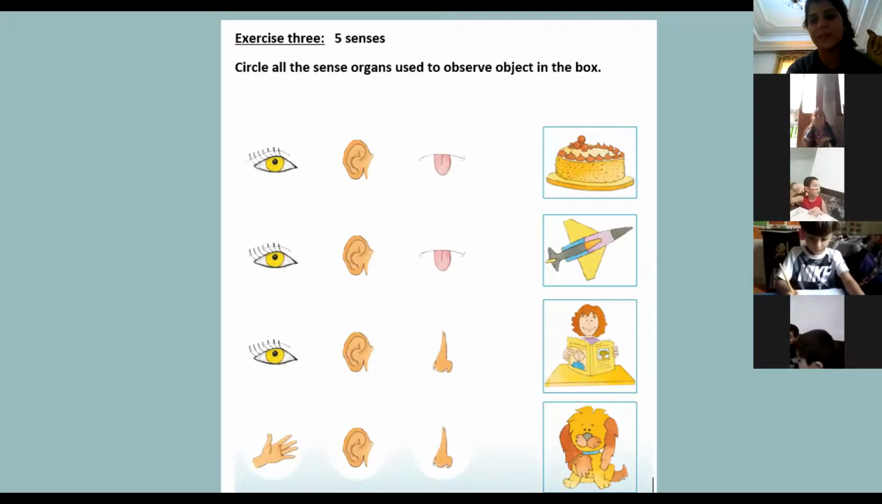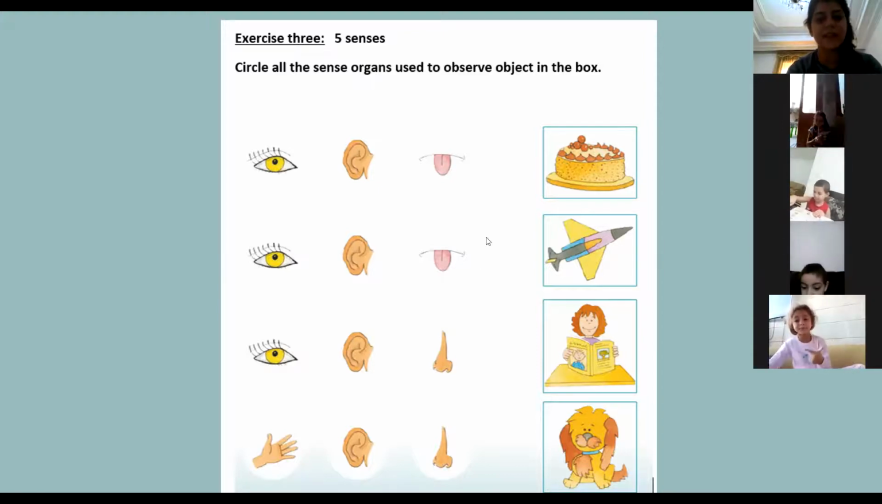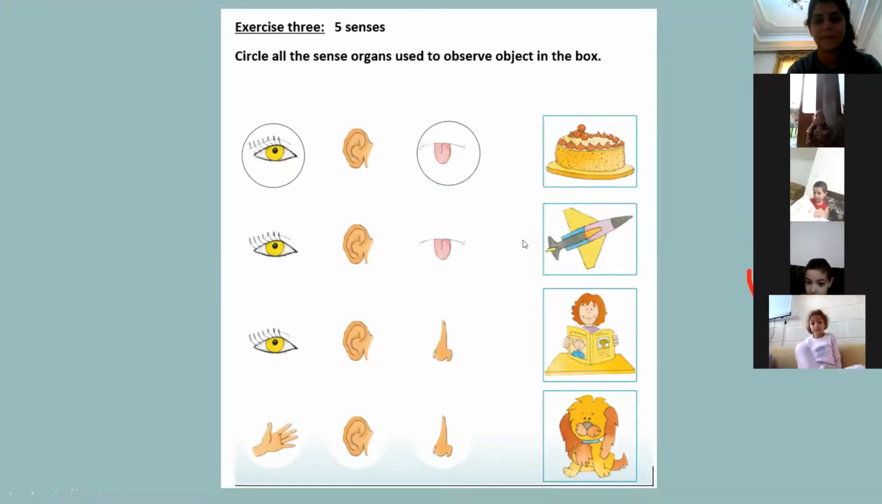Who's going to tell me, Fatima? The cake, do you listen to the cake? Do you use your ears to hear the cake? We see and we taste. Excellent, we see the cake and we taste it. Thank you, Fatima. Now the rocket, the rocket that flies and makes the loud noise.